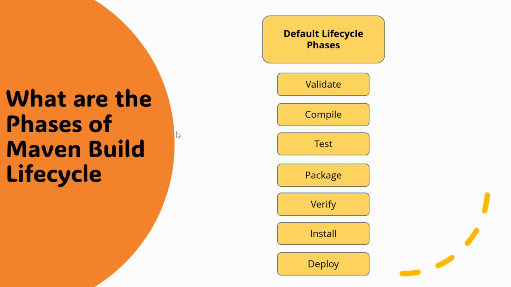Test. It runs the unit test for the project. Package. This step packages the compiled code in a distributable format like the jar or war. Verify. This step runs to verify that the project is valid and meet the quality standards. Install. This step installs the packaged code to the local Maven repository. And the last one is deploy. It copies the packaged code to the remote repository for sharing it with other developers and the projects.